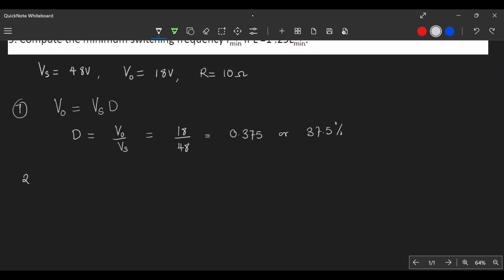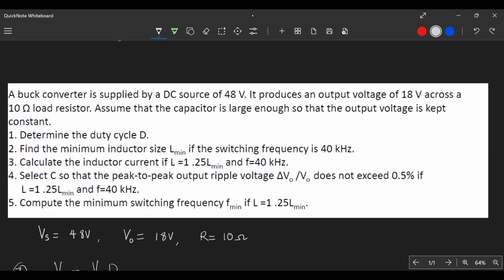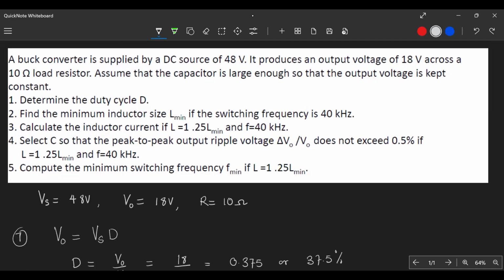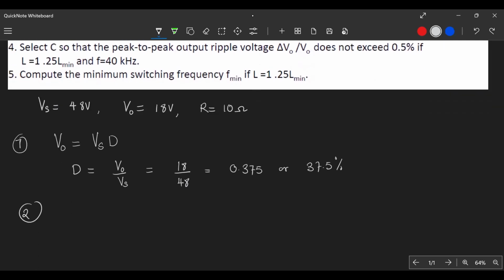Part two, we need to calculate the minimum inductor size if the switching frequency is 40 kilohertz. I wish I could show how to derive this, but because of limited time, I'll just state the formula. For the minimum inductance, we use this formula for Lmin, the minimum inductance we need in the circuit so that there is continuous supply of current, no discontinuity, and the current across the load is continuous.